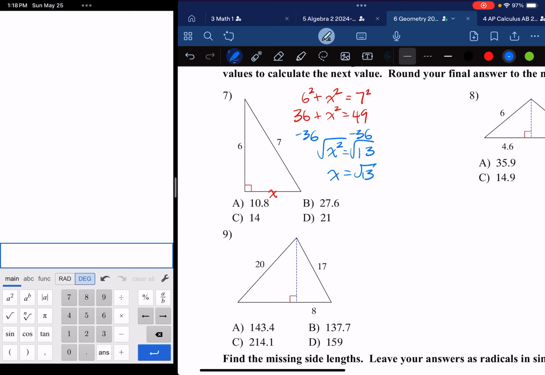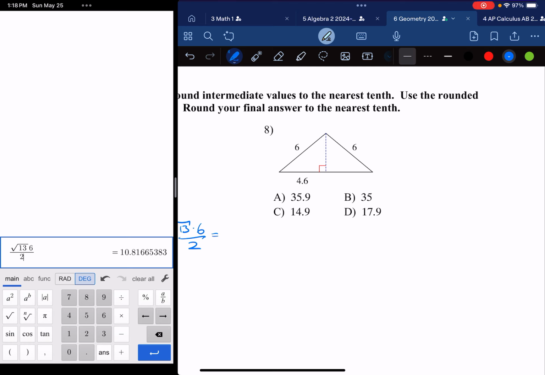All right, so I can say this is the square root of 13 down here. I'm going to multiply root 13 times 6 and then divide it by 2. So the area is equal to the square root of 13 times 6, divided by 2. And that's going to be, let's see, the square root of 13 times 6 divided by 2. It's going to be 10.8. Correct answer is A. All right, next one.